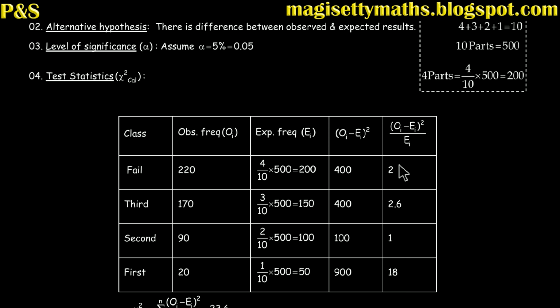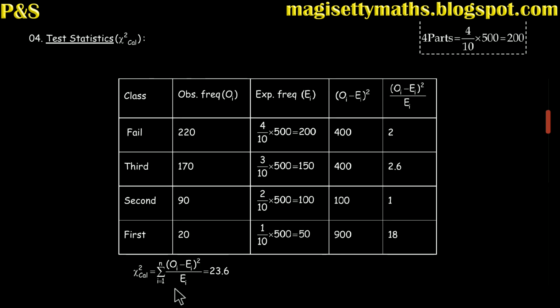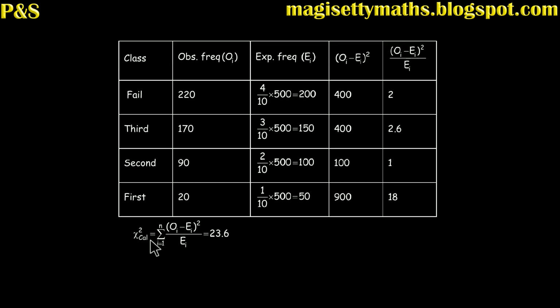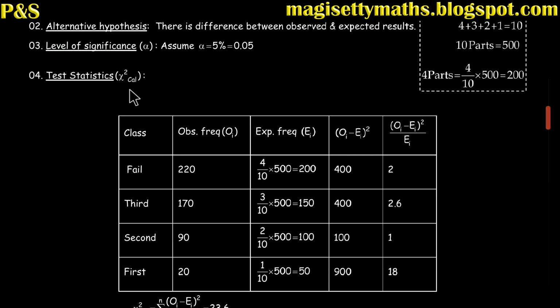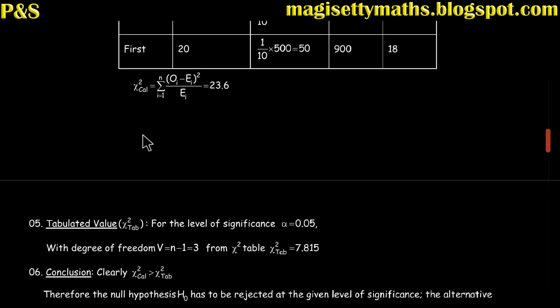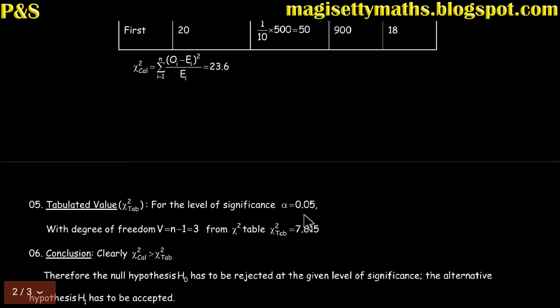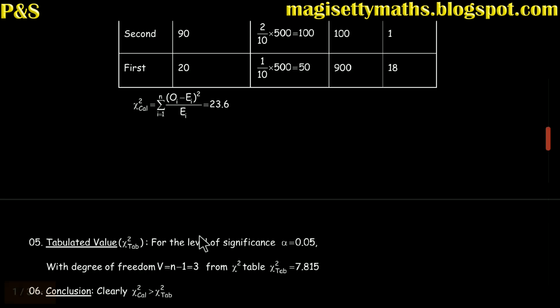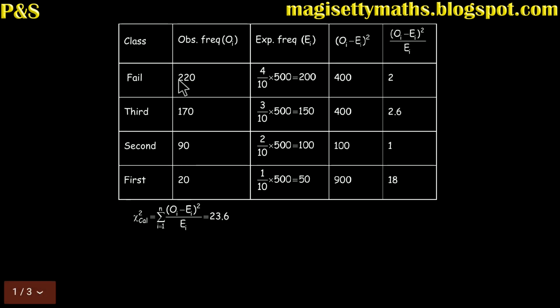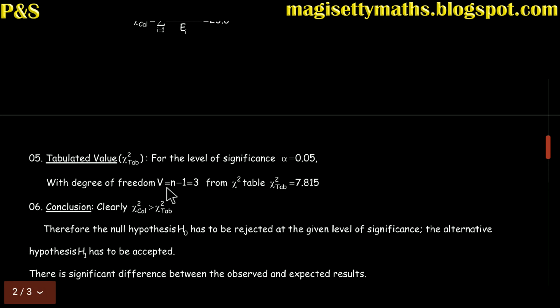Now the sum of these values gives chi-square cal equals summation i equals 1 to n of (Oi minus Ei) whole squared divided by Ei, which equals 23.6. So this is the test statistic chi-square cal. Now for the level of significance alpha equals 5% with degrees of freedom v equals n minus 1, that equals 4 minus 1. Here we have 4 different classes, so n equals 4, and 4 minus 1 equals 3. From the chi-square table, chi-square tab equals 7.815.